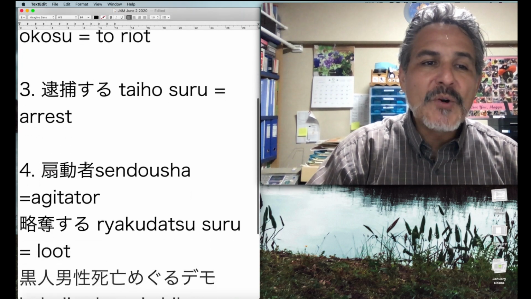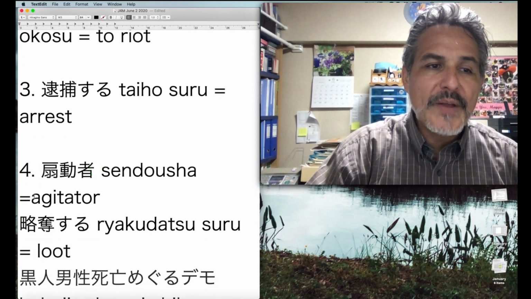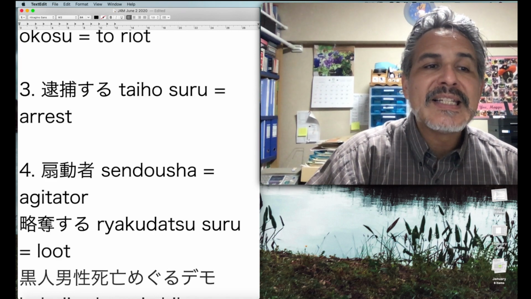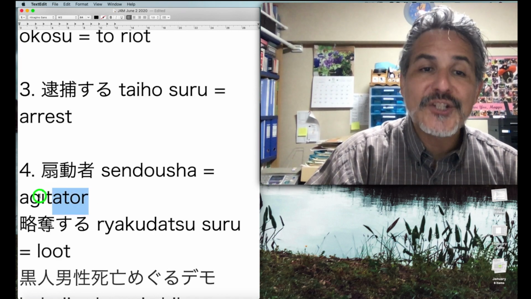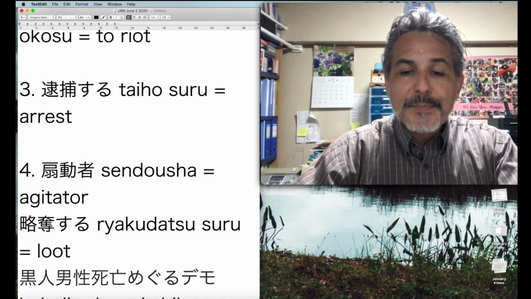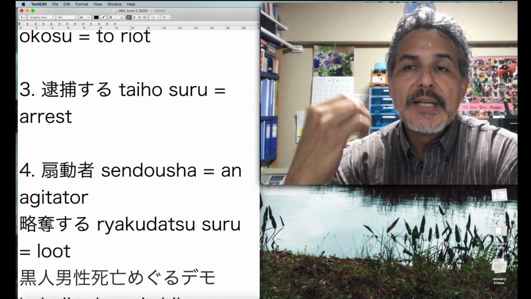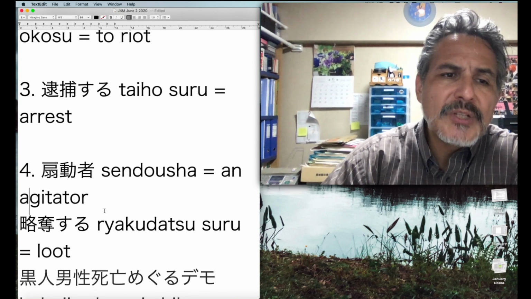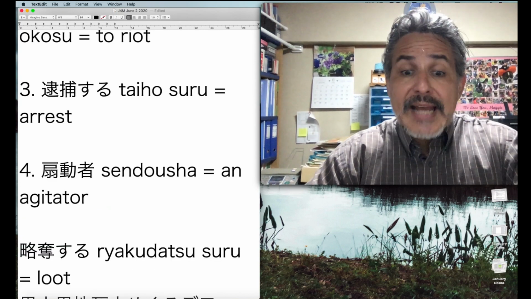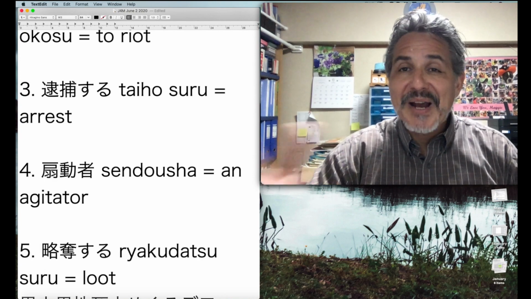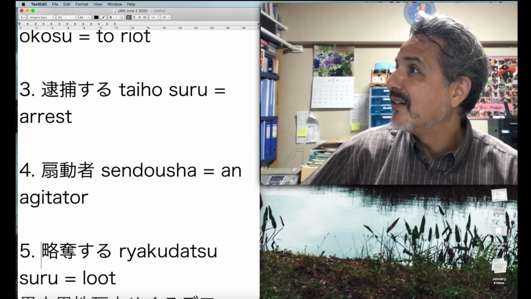Okay. A little more advanced word for you, one that you see in the newspapers quite a bit, and I'm going to do a test at the end of this just to show you. This is sendousha, or agitator. So these are the people that we say are causing these looting and rioting. These people are called agitators. Now, of course, theoretically, you could also say that Trump is an agitator by trying to make people riot more.